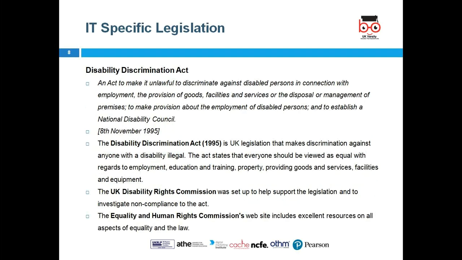Then Disability Discrimination Act. So you should not discriminate against anyone due to disability. An act to make it unlawful to discriminate against disabled persons in connection with employment, the provision of goods, facilities, and services, or the disposal or management of premises, make provision about employment of disabled persons, and to establish a national disability council. So you must know that according to this law, people cannot be discriminated against because of any disability. They need to be given equal rights, isn't it? Yeah, that's right. You got to treat everyone the same.